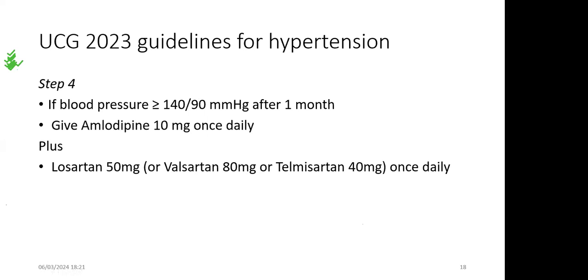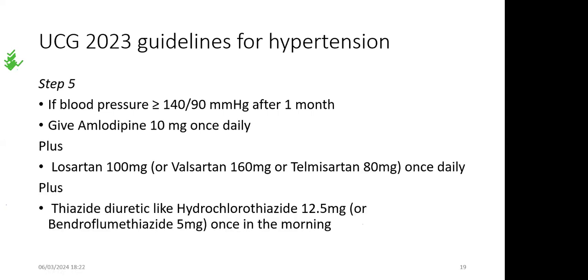Looking at step 4, if our patient's blood pressures are above 140 systolic and above 90 millimeters of mercury after 1 month, then we will give our patient amlodipine 10 milligrams. Then we will add on an ARB, okay? 50 milligrams of losartan or valsartan or telmisartan, as you can see, once daily. So like I said, in stage 2, we are using 2 drugs, not 1 drug anymore. Then we optimize the doses for both of them. We don't stagnate.